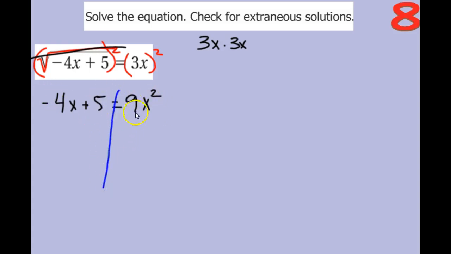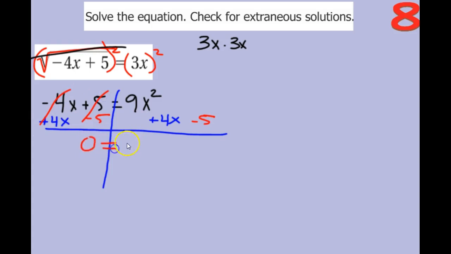Because we have 3 terms, we need them all on the same side. I'm going to move this 4x over to this side, add 4x. While I'm at it, I'm going to subtract 5. Just do it all in one step so we get rid of that and make it equal to 0. So we have 3 terms. We're going to do our diamond and our box from here. This is called factoring our polynomial.